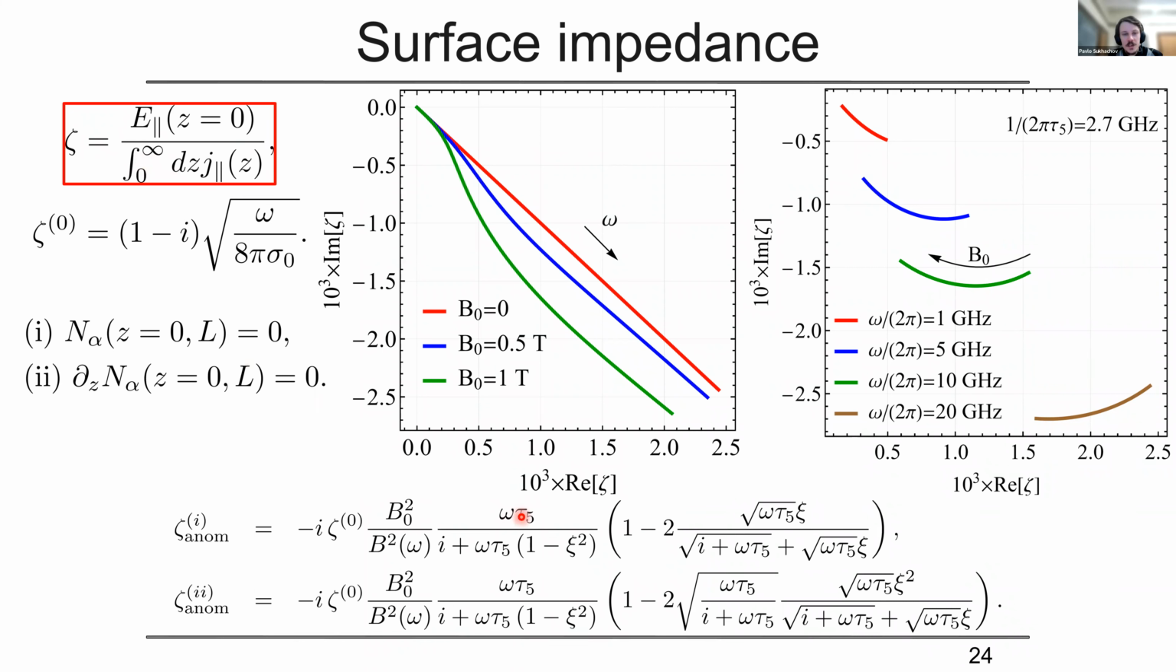And here the main conclusion is that, number one, there is a correction to the surface impedance. And second, it depends on the boundary conditions. If we suppress the chiral charge at the boundary, then the anomalous correction will be much smaller. But in general, what do we have for surface impedance? The magnetic field reduces its real part, and might also a little bit reduce the imaginary part too. So the effects are not that dramatic as they were for penetration.